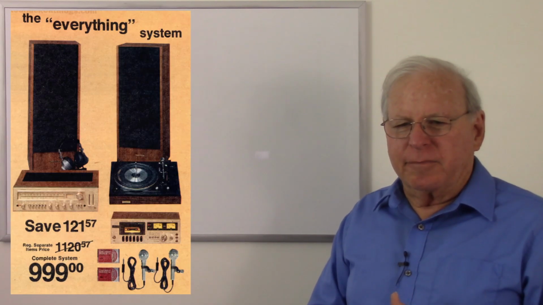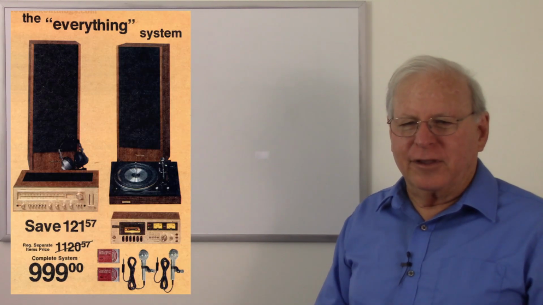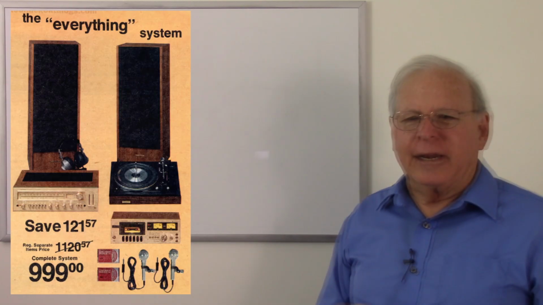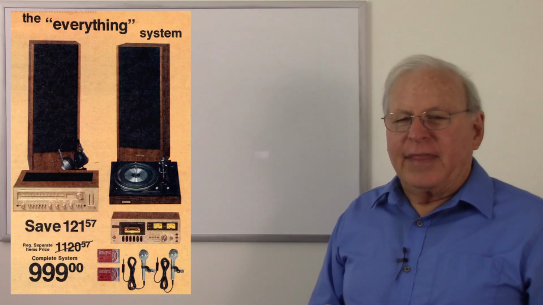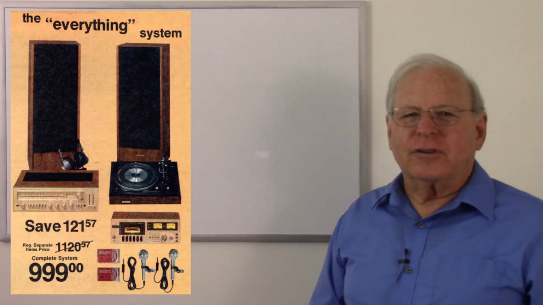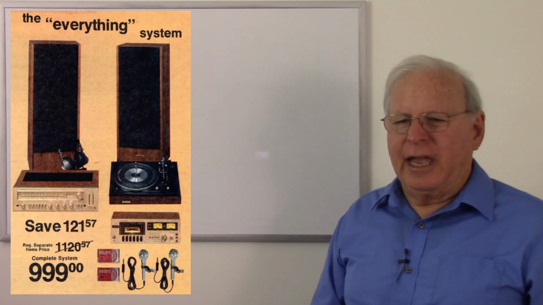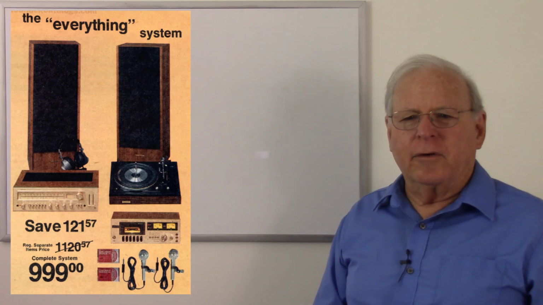Plus we have our speakers and microphones and headsets that all came in this system for an inexpensive $999 back in 1977. That would be about $5,000 today. Boy, have things changed. I forgot what I paid for my STA-82 back in those days. I know I bought it new.